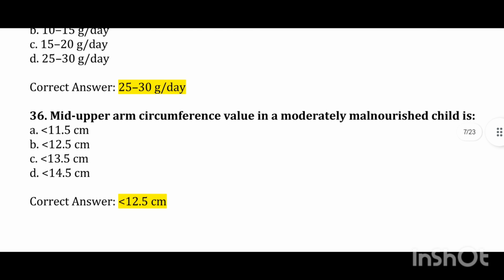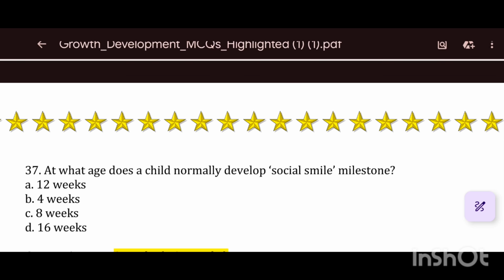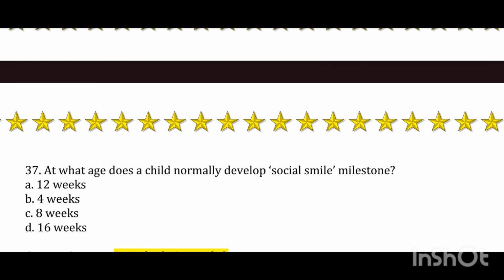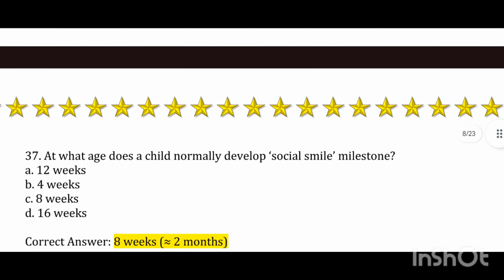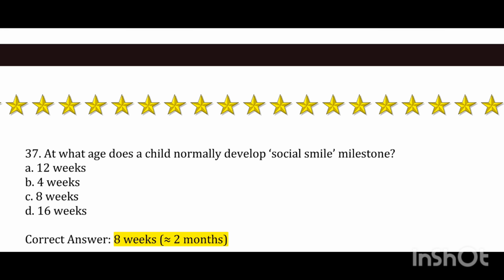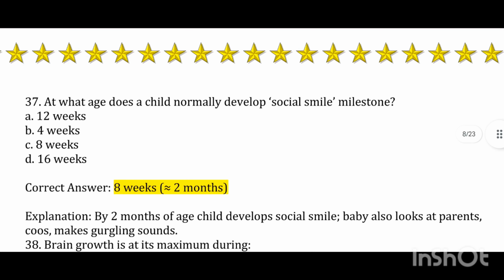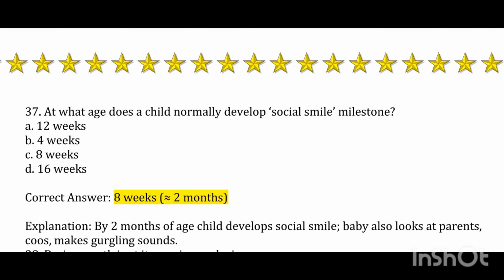Then next comes to the question number 37. At what age does a child normally develop the social smile milestone? The options are 12 weeks, 4 weeks, 8 weeks, 16 weeks. For this question, the correct answer is 8 weeks, that is nearly equal to 2 months. By 2 months of age, the child develops social smile. The baby also looks at parents, then coos and makes gurgling sounds.